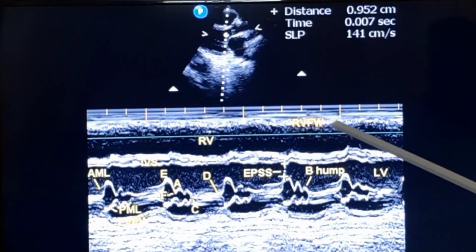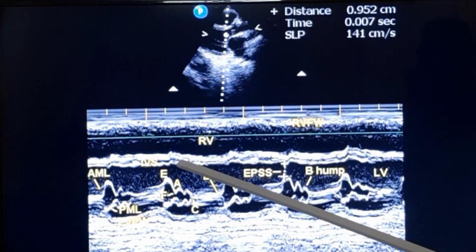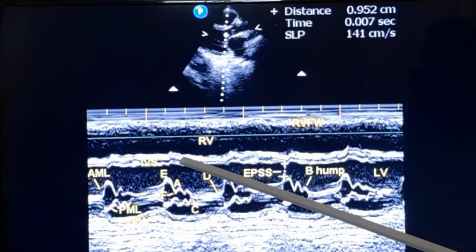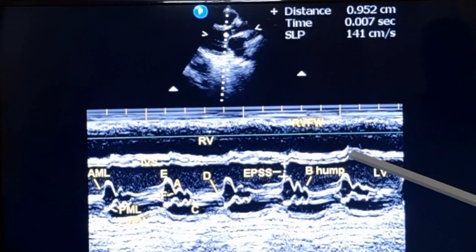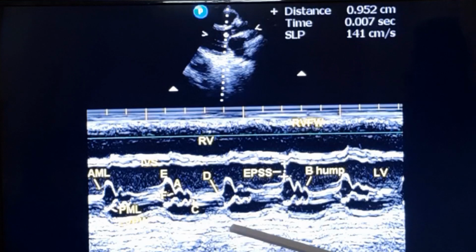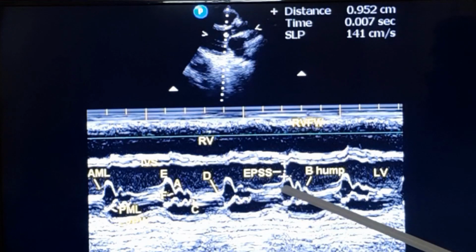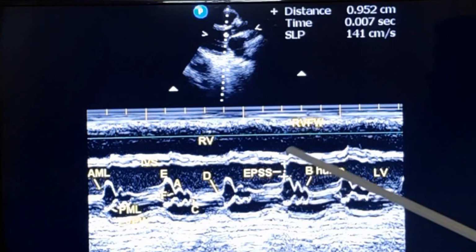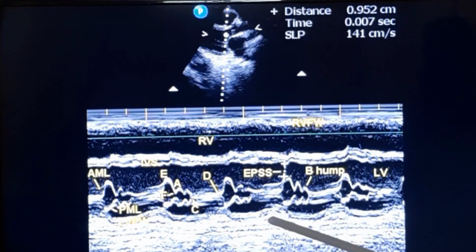This is the right ventricular free wall. This is the interventricular septal motion. We can see that there is hardly any contraction, very feeble contractions of the interventricular septum. Similarly, contraction of the posterior wall is also very low. Actually, this is from a case of cardiomyopathy secondary to cardiotoxicity of adriamycin, doxorubicin cardiotoxicity, severe left ventricular dysfunction.